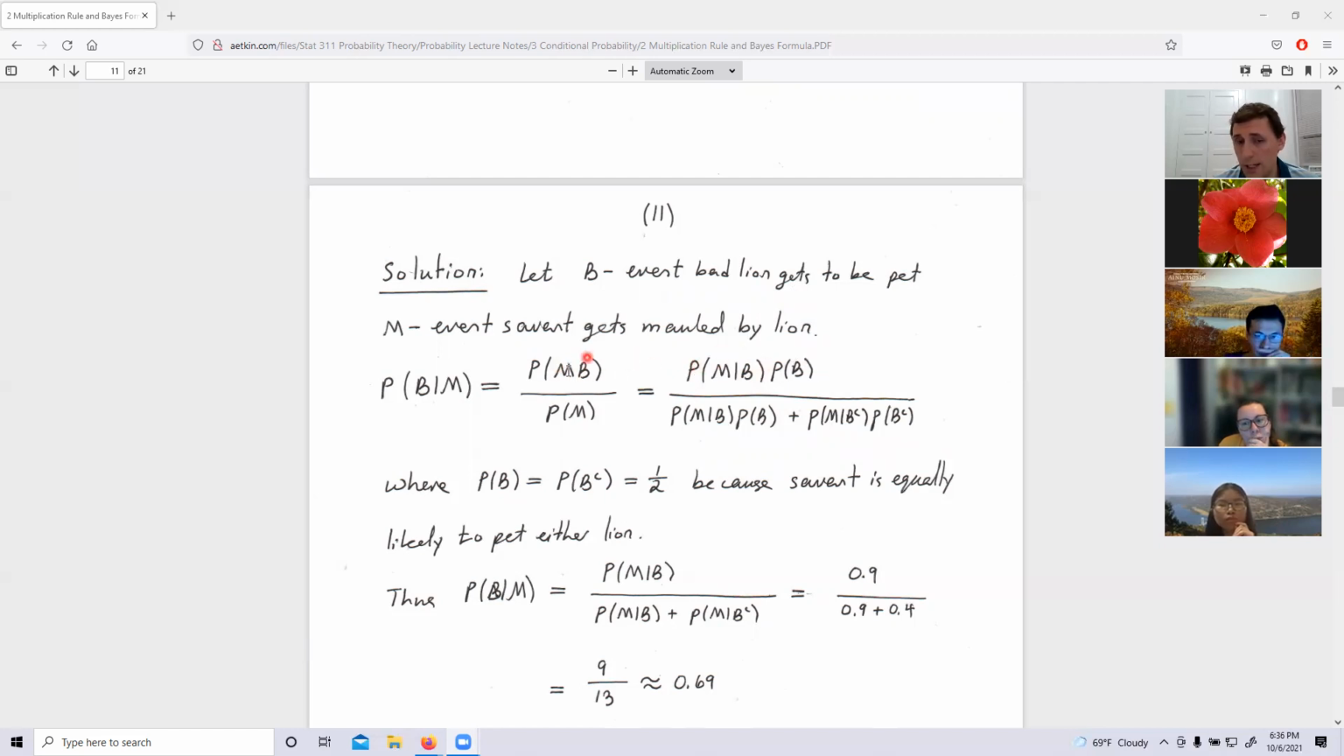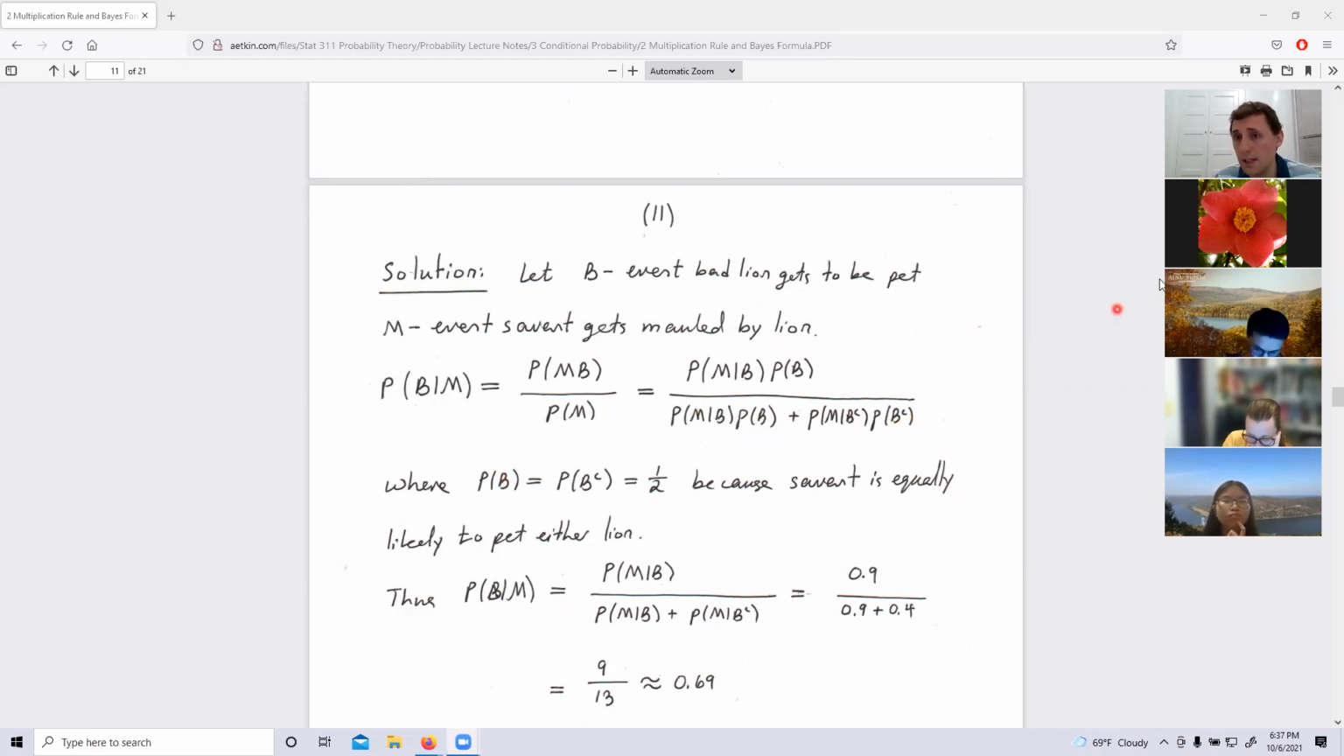You see what I do, guys? Once I have the intersection, I can decide, do I want to condition on M first, or do I want to condition on B first? And it's easier to condition on B. Agreed? So we have this situation, and in the denominator I write attacked by bad and attacked by good lion. And then I condition each of those.